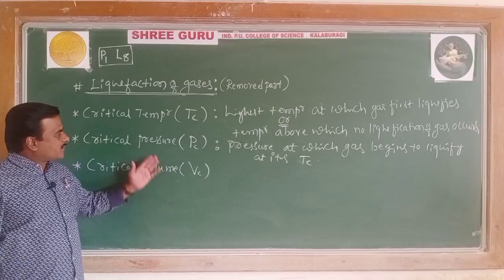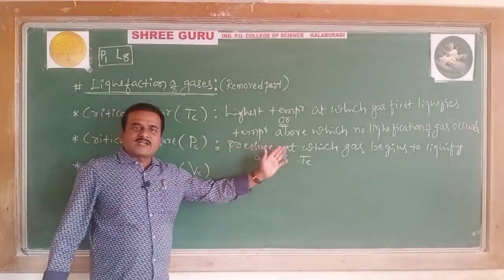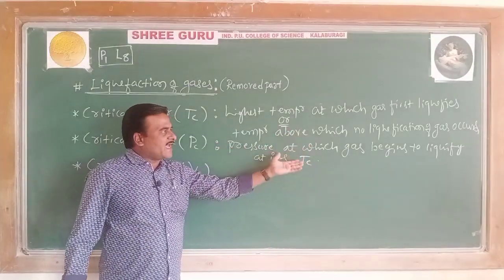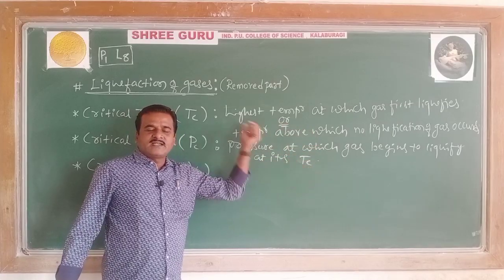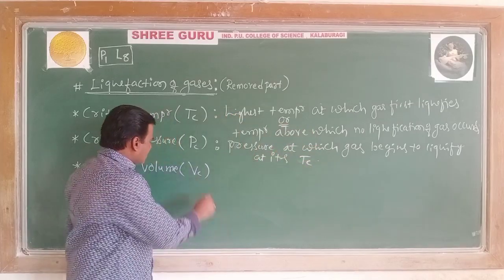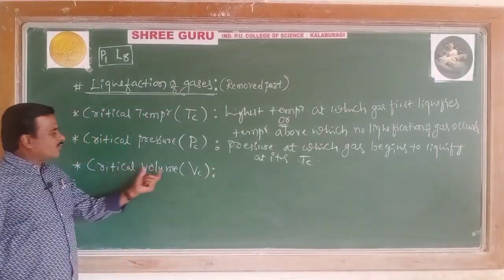So what is this critical pressure Pc? It is the pressure at which gas begins to liquefy, or gas liquefies at its Tc. What is the Tc? Critical temperature. Coming to the third, critical volume.